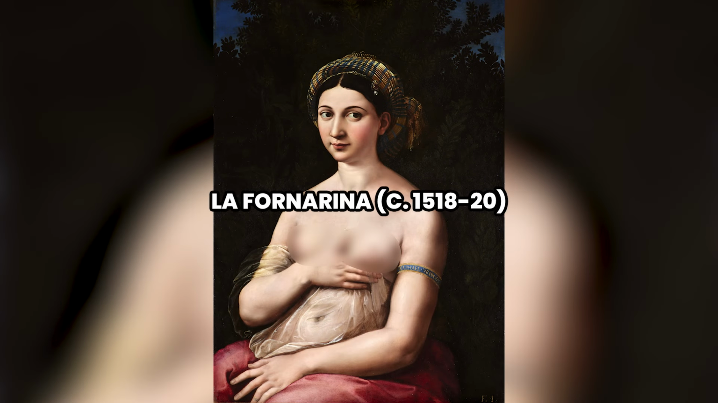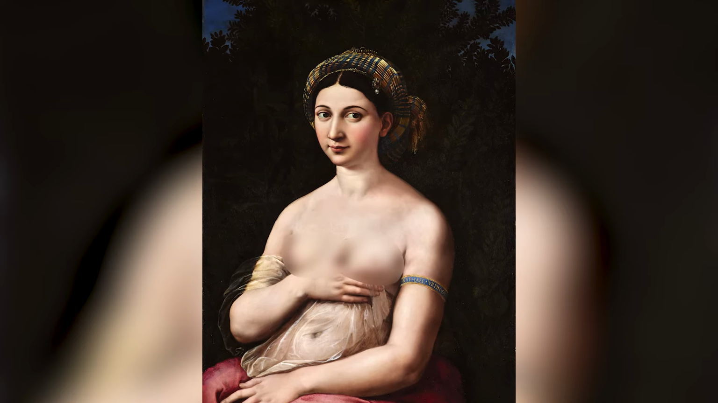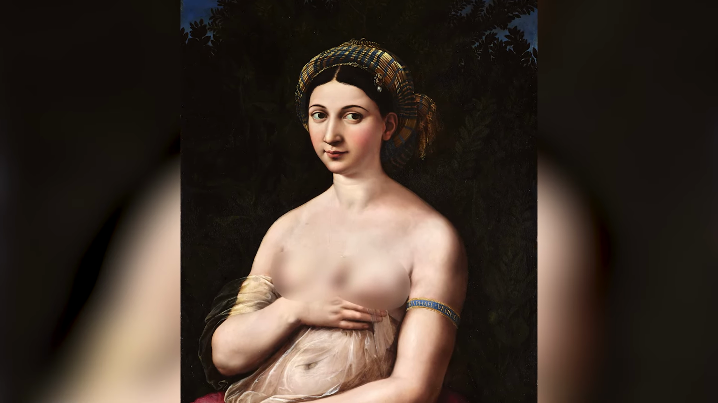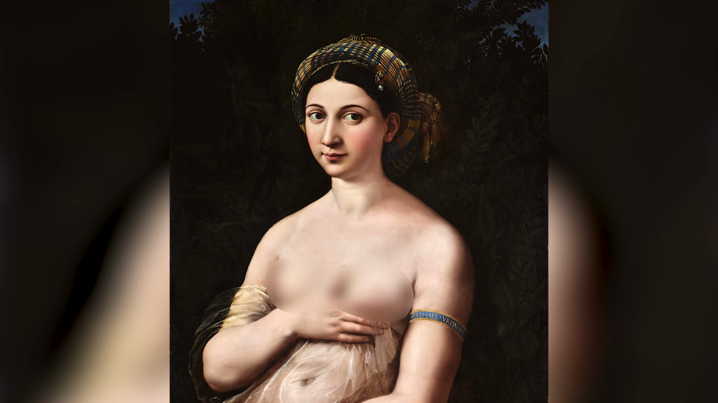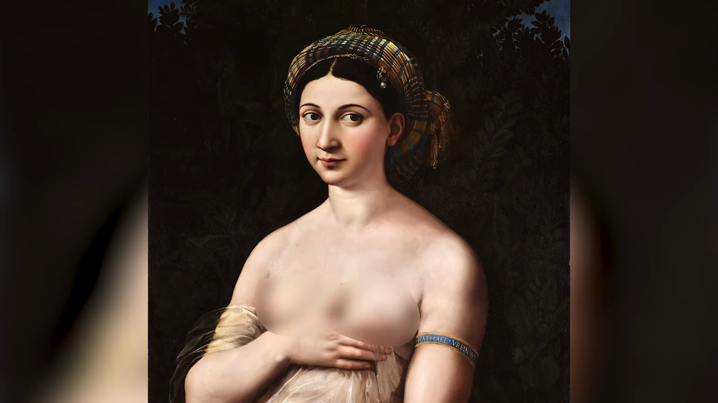Number 9. La Fornarina, around 1518 and 1520. By the end of the 16th century, Rafael Sanzio was already an established artist at the papal court in Rome, where his works reflected an unsurpassed mastery in the handling of light, anatomy, and human expression.